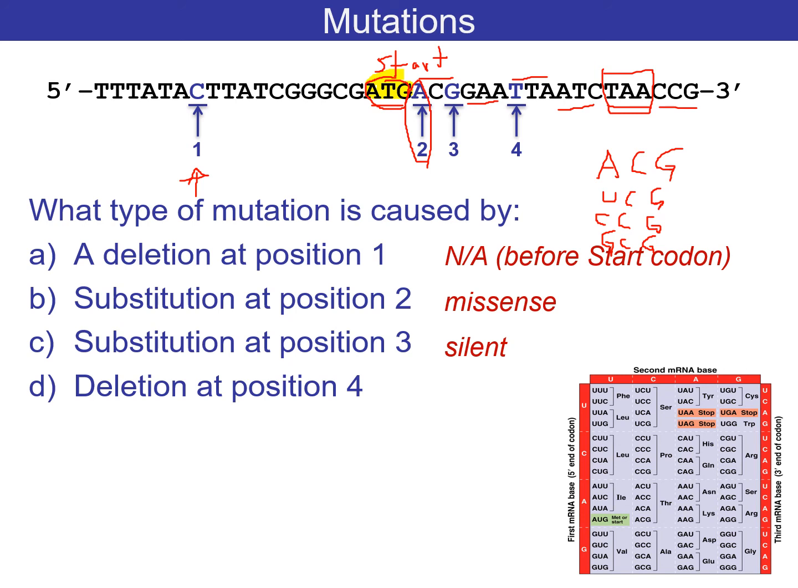What about a deletion at position 4? So take a look here. A deletion at position 4 is going to take away that T, and then we're going to have a TAA. So that type of mutation is called a frame shift. In this particular frame shift, we're going to have a premature stop codon. So this is a frame shift that also leads to a nonsense mutation.